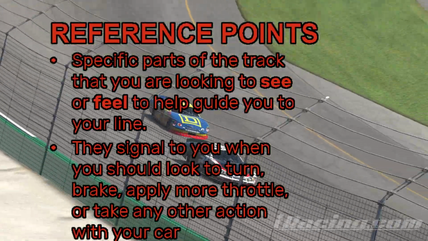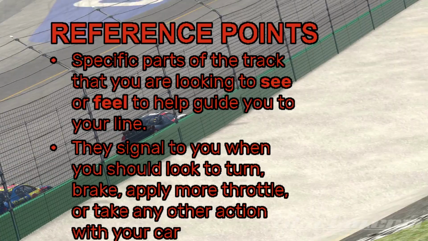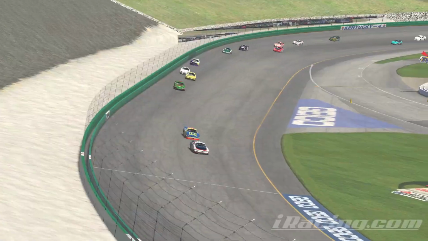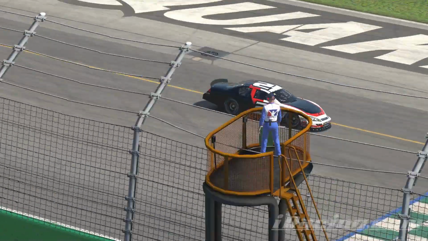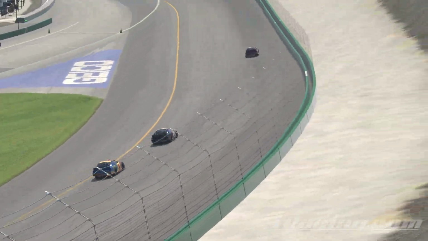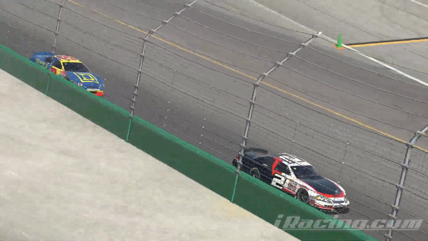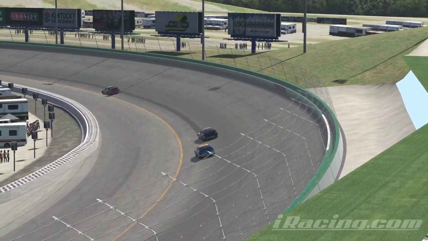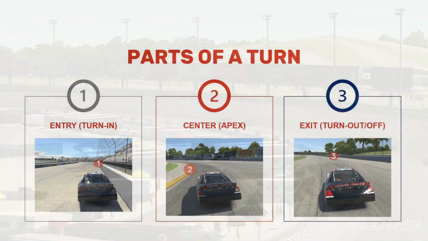This is how you learn a track. This is how you improve at a track. This is how you improve at driving a race car. You need to use reference points anytime you're trying to take any sort of line around a track. So how do we use these reference points?